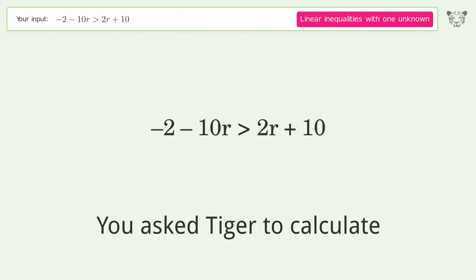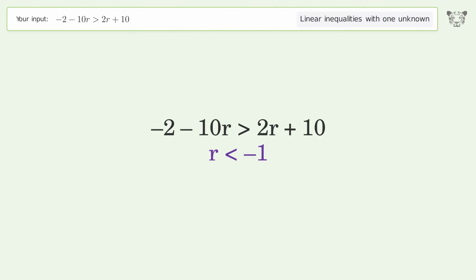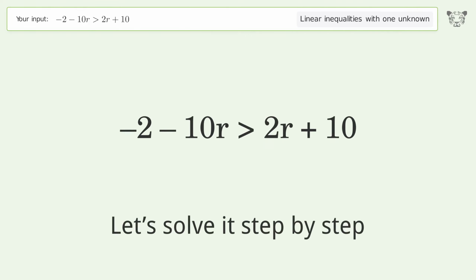You ask Tiger to calculate. This deals with linear inequalities with one unknown. The final result is r smaller than -1. Let's solve it step by step.